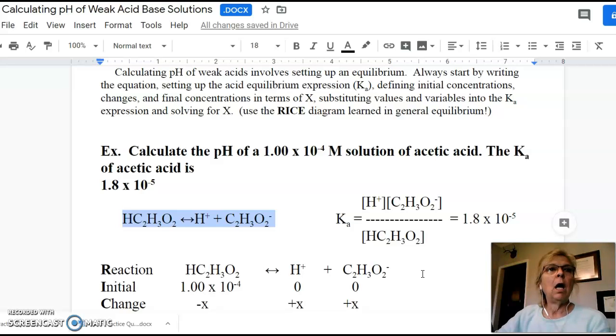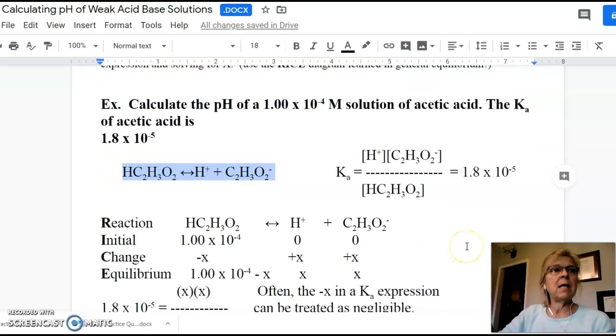Here we go. Our first example is a problem that says: calculate the pH of a 1.00 times 10 to the negative 4 molarity solution of acetic acid, and the Ka of acetic acid is 1.8 times 10 to the negative 5. There's your equation, and that means the Ka expression would be written as the concentration of H plus times the concentration of the acetate ion, divided by the original concentration of the acid.